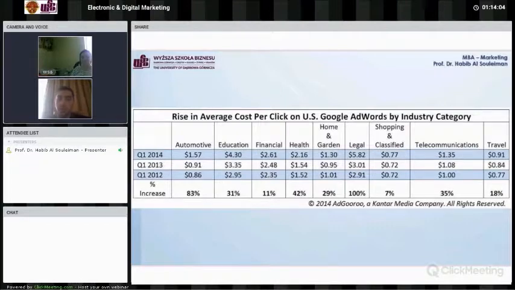Now we can speak a little bit about Google as well. We continue with Google, but we want to see how much it costs. You can see that the cost is changing from year to year. For example, if we are talking about education, in 2012 the average cost of one click on Google was around $3. In 2013 it became like $3.30, and in 2014 $4.30. I will show you later what it is today, because I just made a test, and it will be in the slides later. So you can see that it's increasing.